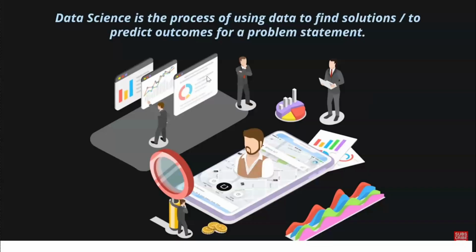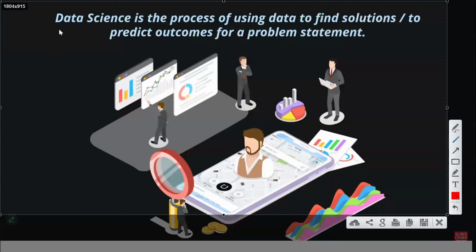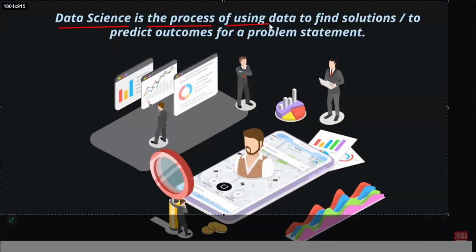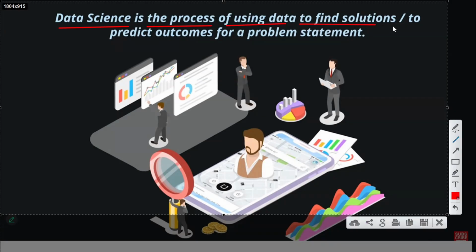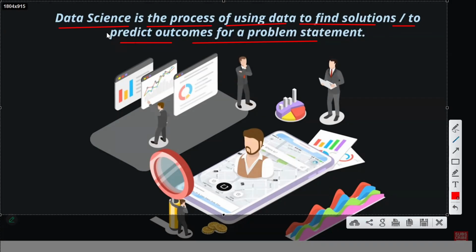Fine. And then what is the definition of data science? We had seen the definition of a data scientist. Let us see the definition of data science. So data science is the process of using data to find solutions or to predict outcomes for a problem statement.